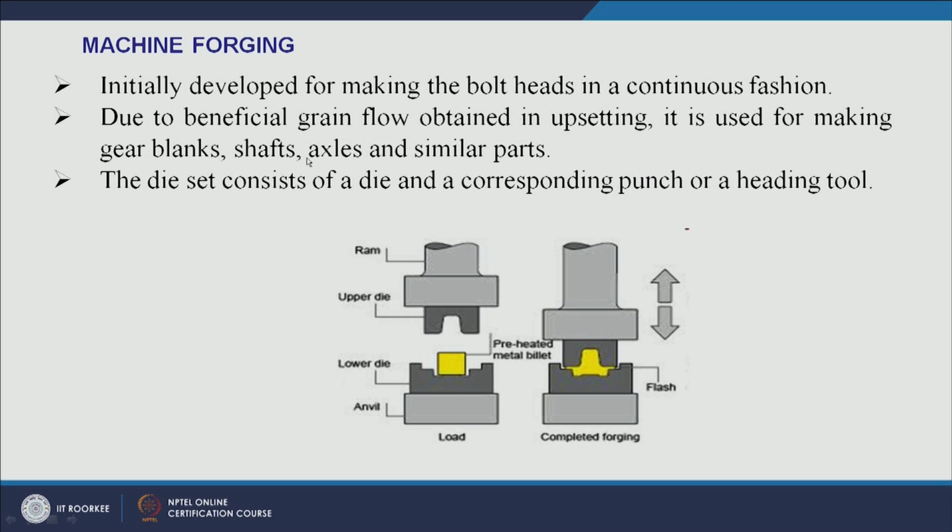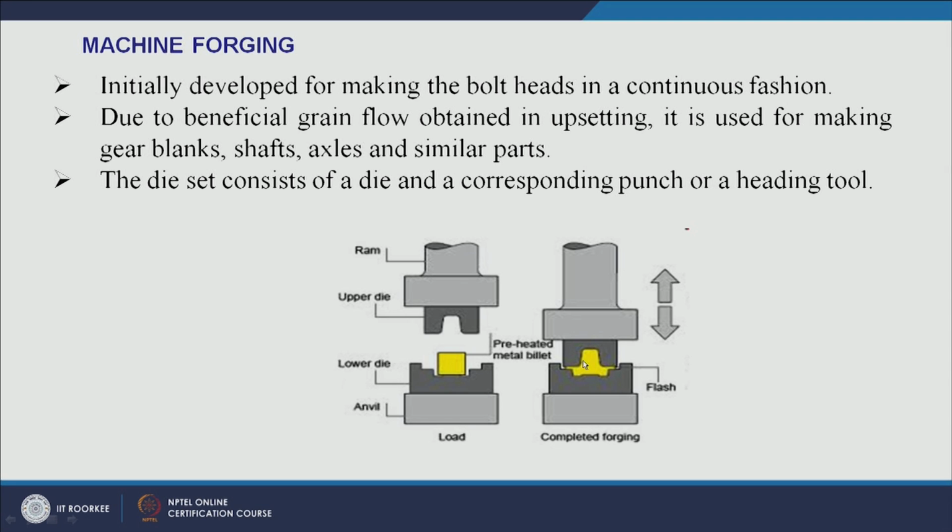Gear blanks, shafts, axles and similar parts can be made by machine forging. The die set used for machine forging has a die and a punch, the heading tool. If we see here, this is the ram, this is the upper portion of the die, and this is the lower die, and this is the anvil, and between the two the job is placed.